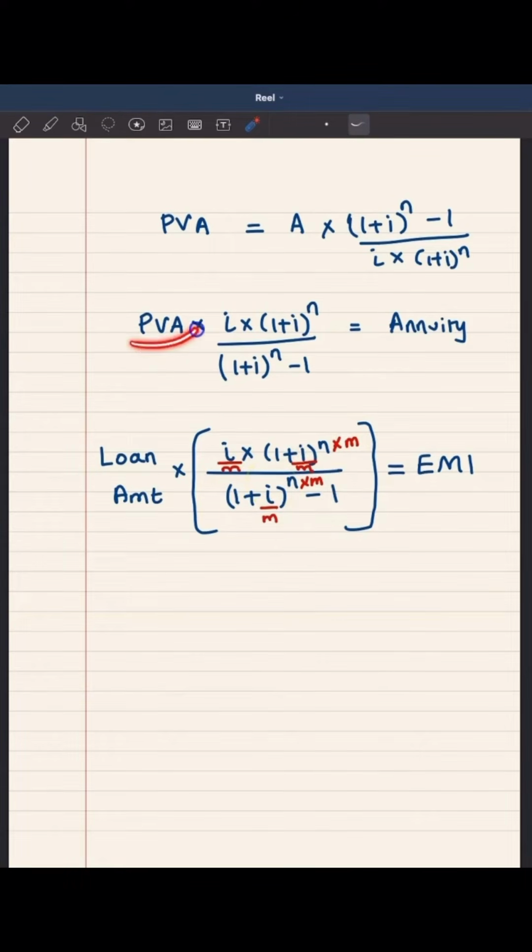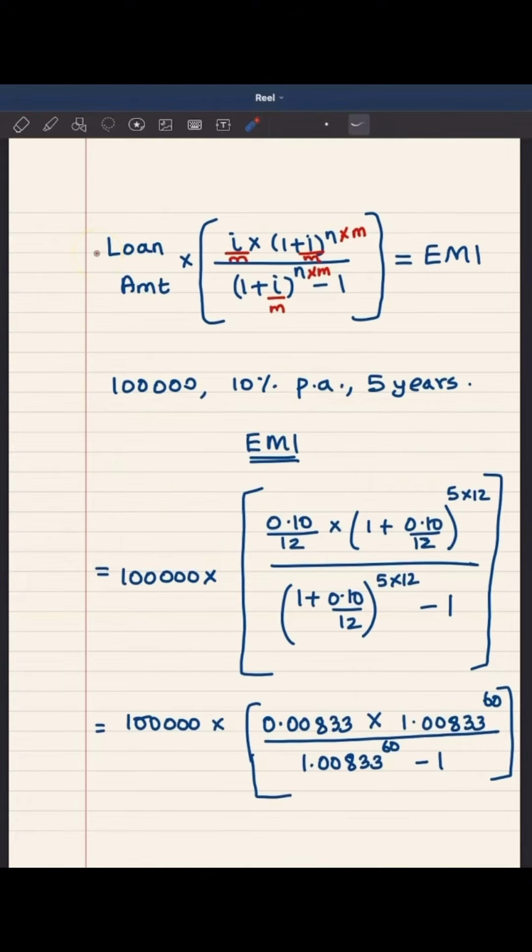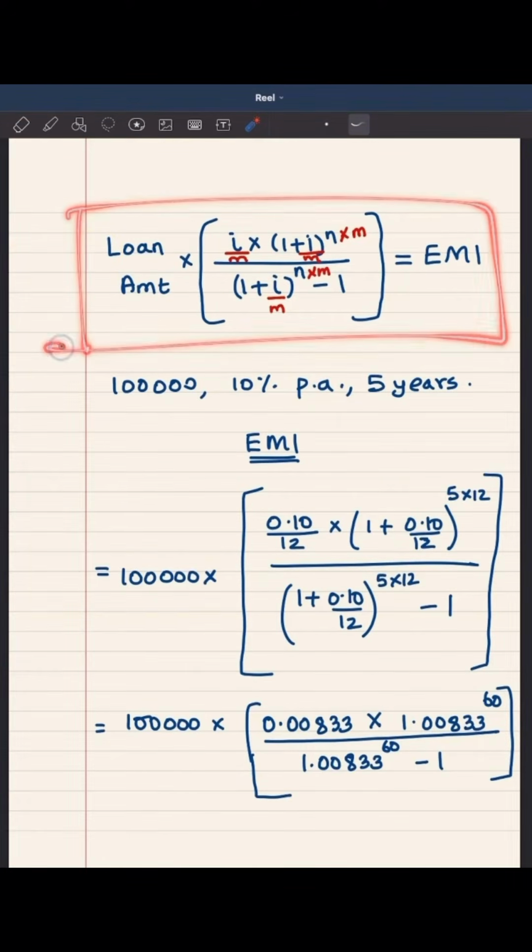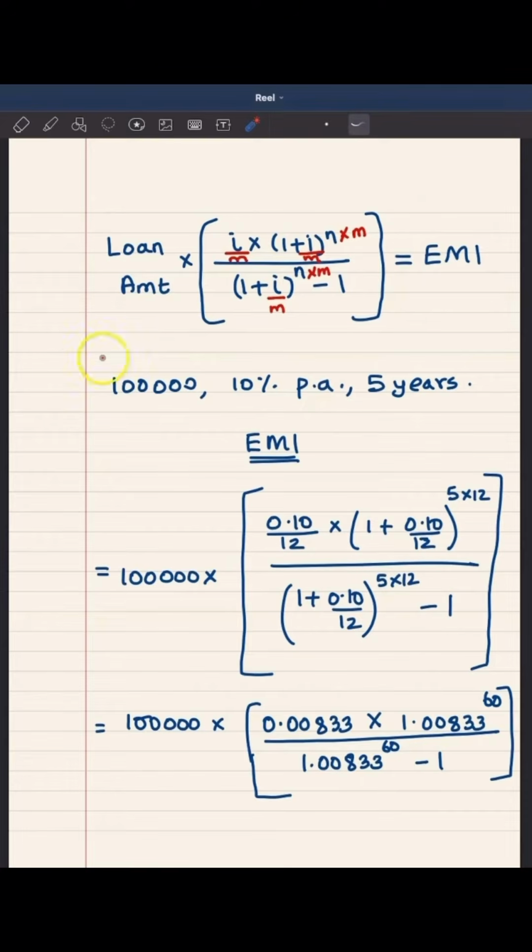And I have replaced the present value of annuity with loan amount. Both are one and the same. So now we have the formula for EMI. Let's check whether this is the real formula. Take a screenshot of this formula or save this formula. You can apply this loan figure.